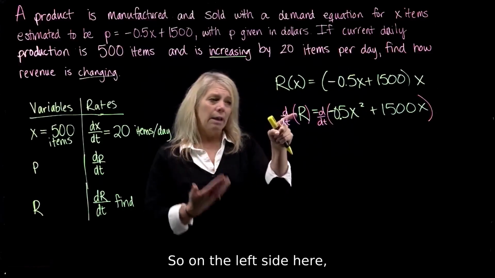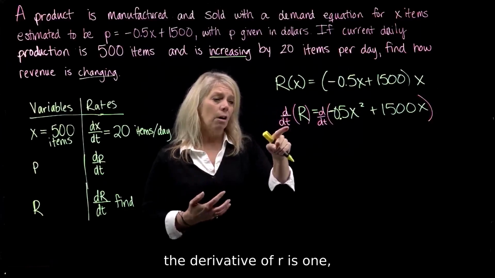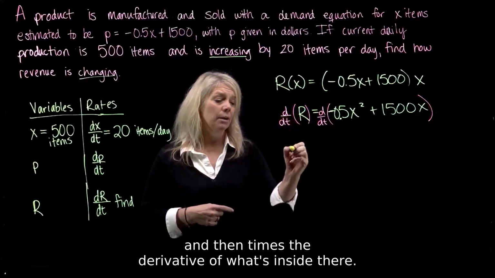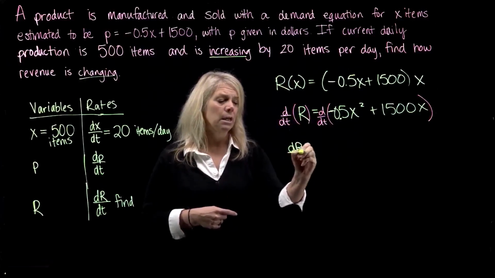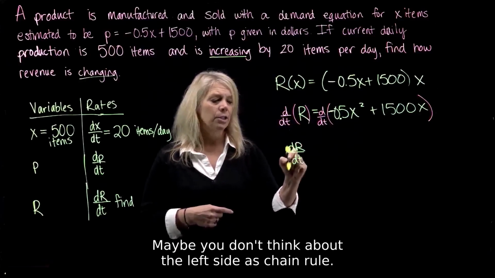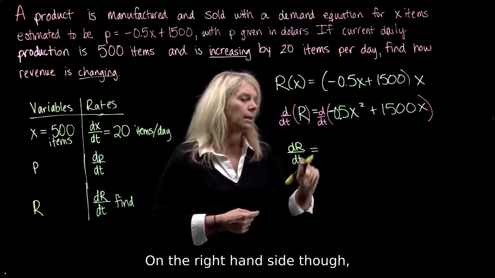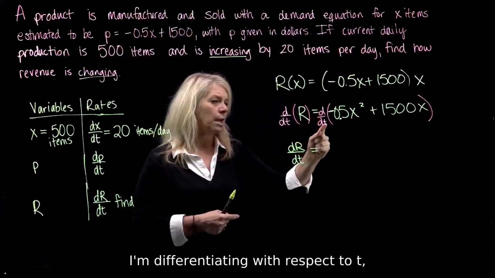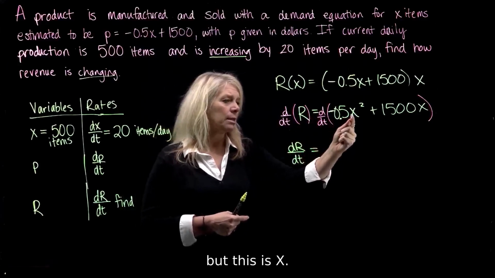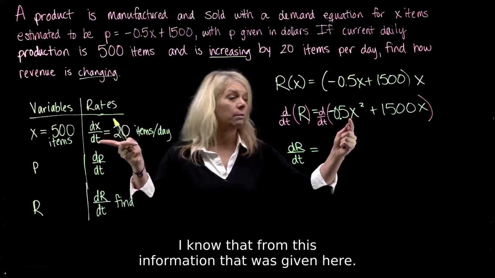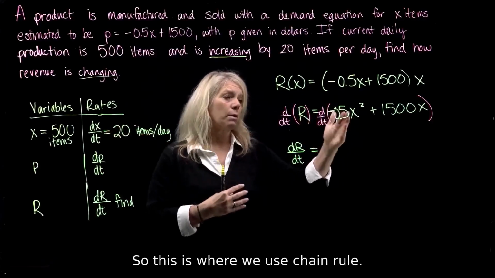So on the left side here, the derivative of R is 1, and then times the derivative of what's inside there. So we would just write dR/dt. Maybe you don't think about the left side as chain rule, you just think about it as a rate of change. On the right-hand side, though, there is going to be some chain rule. I'm differentiating with respect to t, but this is x. x is a function of t. I know that from the information that was given here. So this is where we use chain rule.